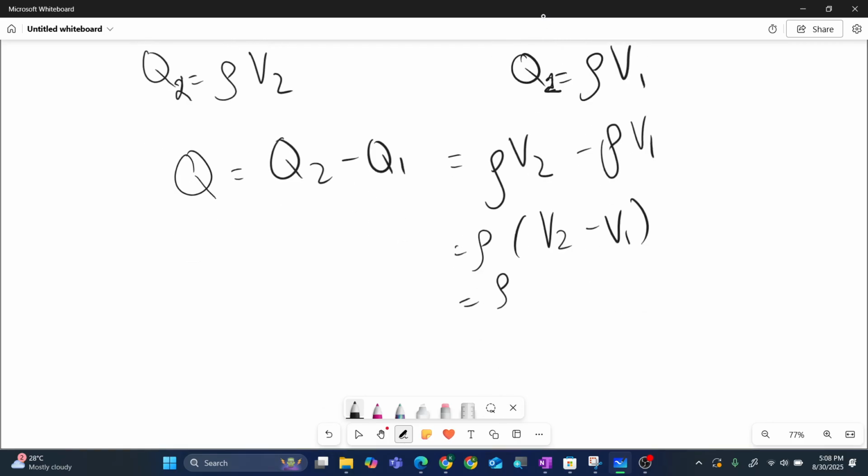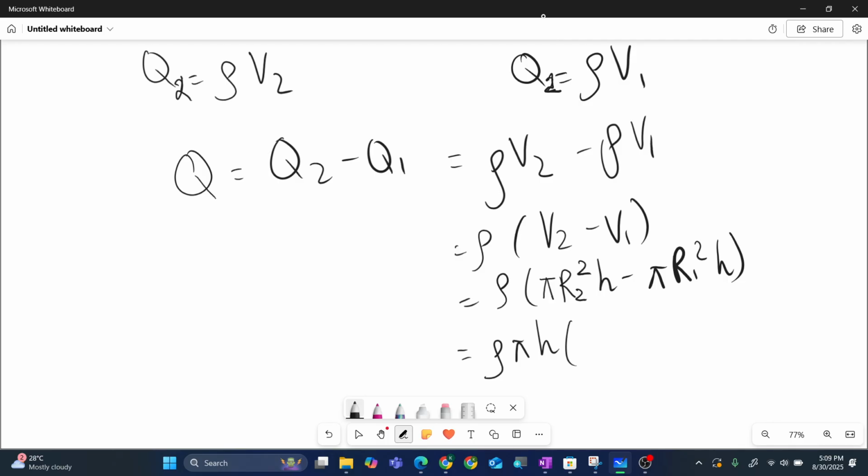Again, since we are integrating from 0 till r2 and from 0 till r1, this is going to give me pi r2 squared h minus pi r1 squared h, and I'm going to pull out my pi and h because this is the same. So I will end up with r2 squared minus r1 squared. So this is the total charge of a cylindrical shell.